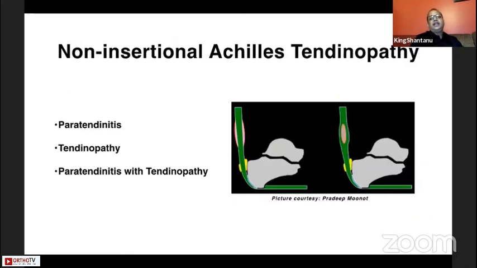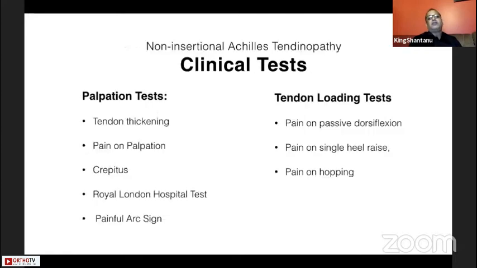It is worthwhile here to note that non-insertional Achilles tendinopathy can be a gamut of 3 conditions. It could be a pure paratendinitis, where only the paratenon is affected, like the picture on the left, or it could be pure tendinopathy, where the paratenon is fine, but inside the tendon, in the substance of the tendon, there is pathology, or it could be a combination of both.